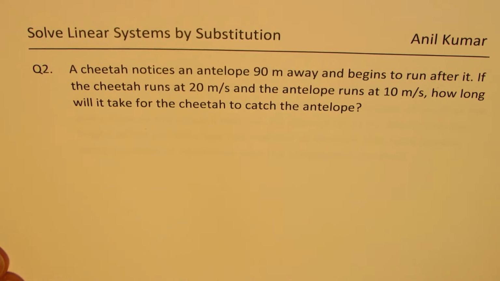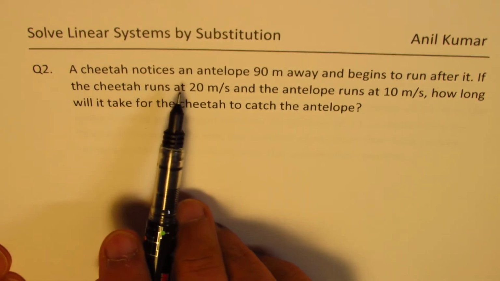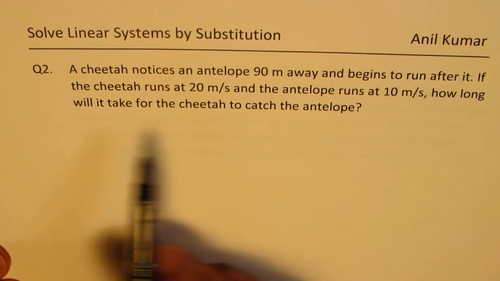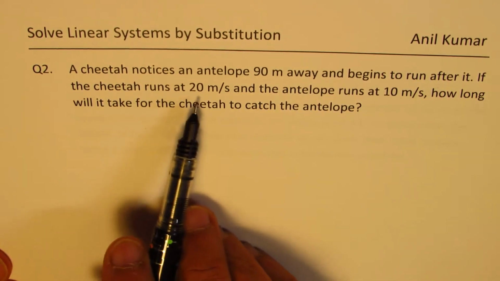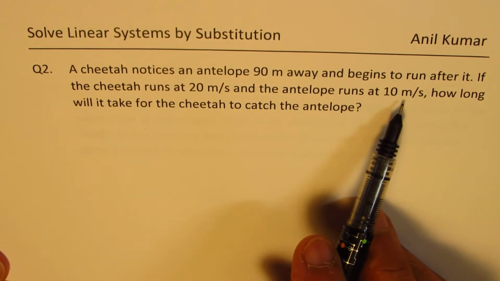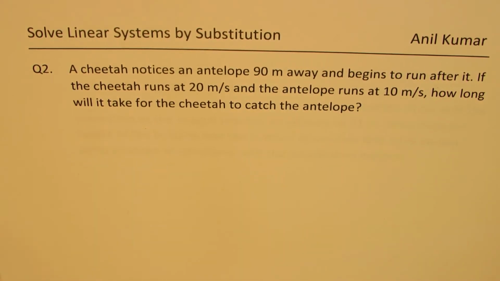Question number 2 here is, a cheetah notices an antelope 90 meters away and begins to run after it. If the cheetah runs at 20 meters per second and the antelope runs at 10 meters per second, how long will it take for the cheetah to catch the antelope, right? So the situation is kind of like this.